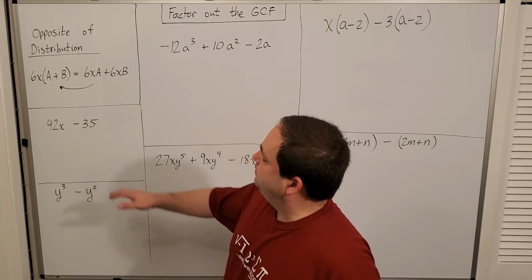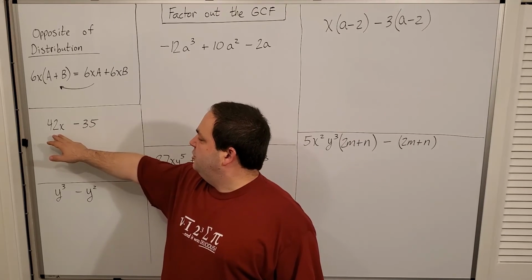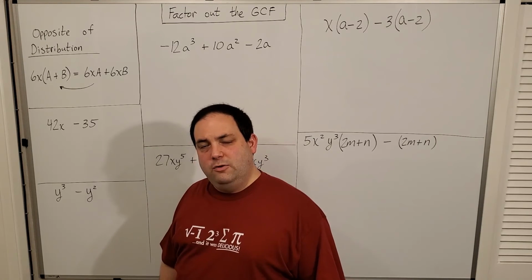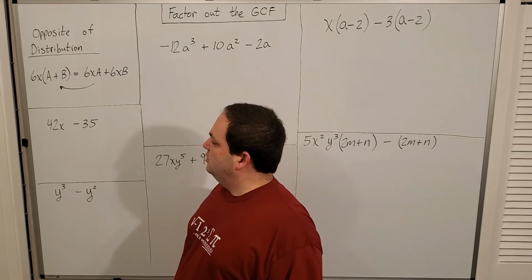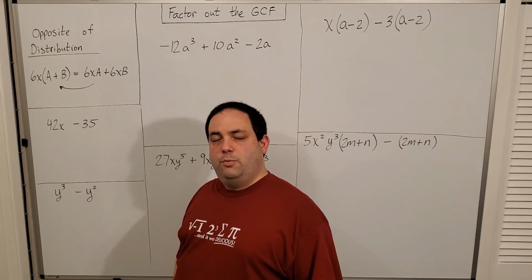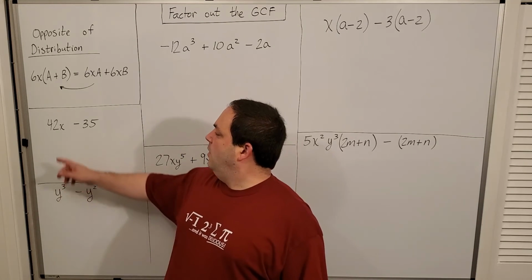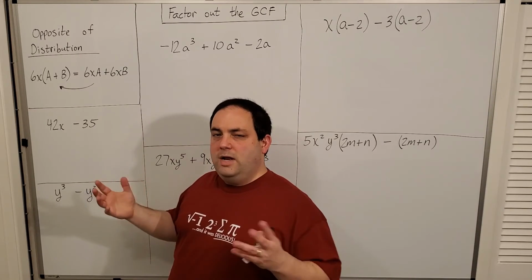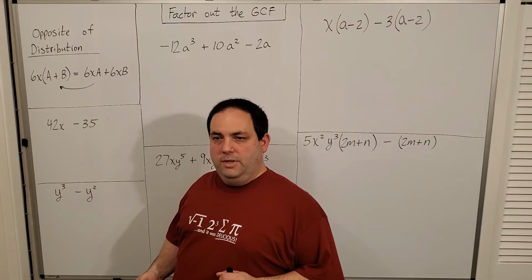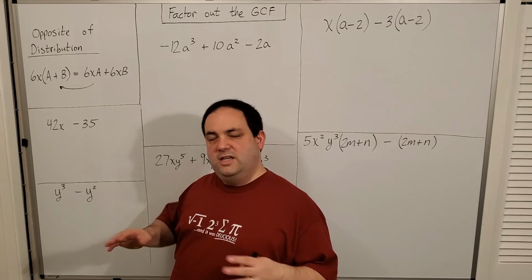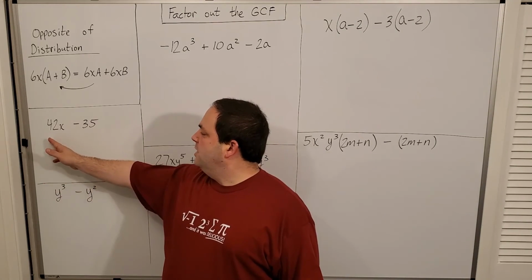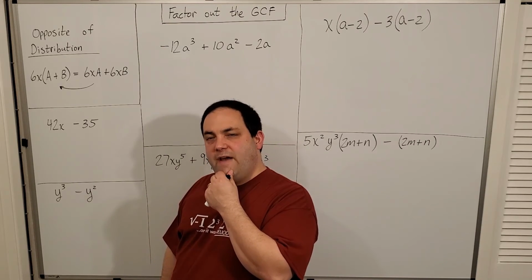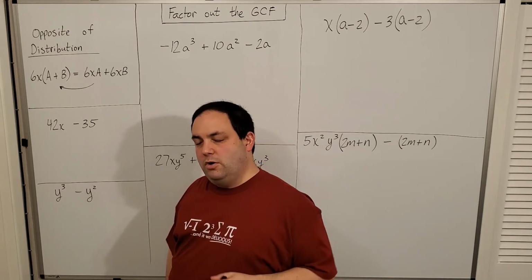So right here, I'm going to look at 42x minus 35, and I want to factor out the greatest common factor. So I'm going to start with the easier portion, which is the letters. Right? This guy has an x. This guy doesn't have any letters. So they don't have any variables in common, so that's not going to be part of my GCF, so I move on. 42 and 35. What would a common factor be of 42 and 35?